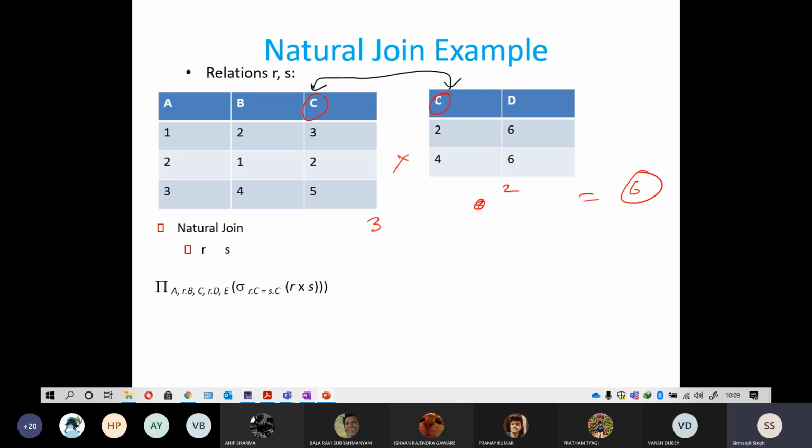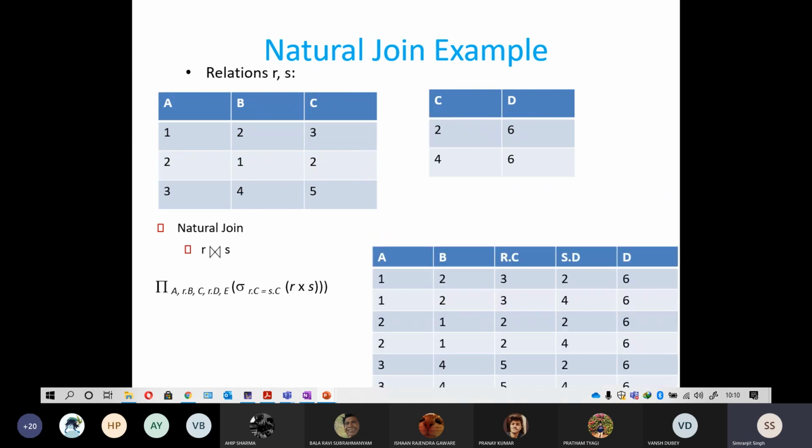After getting 6 tuples, what do you do? You have to see where C is equal to C. Where 2 is equal to 2, you will filter out only that particular row. Where 4 is equal to 4, there is no such match. So only one particular row will be filtered out. That will be 2 1 2 and 2 6. You can check that the natural join will work like this.